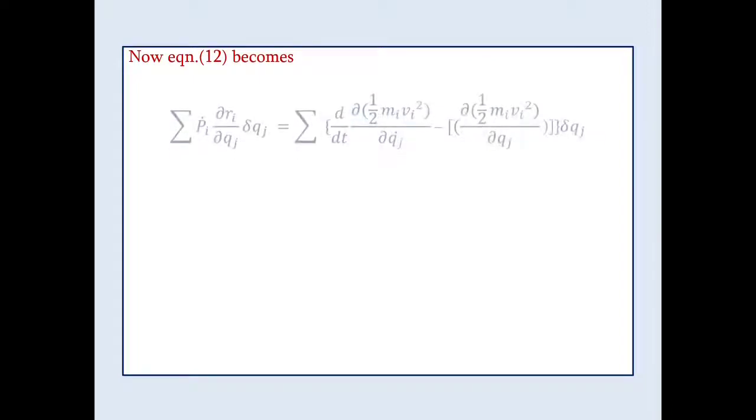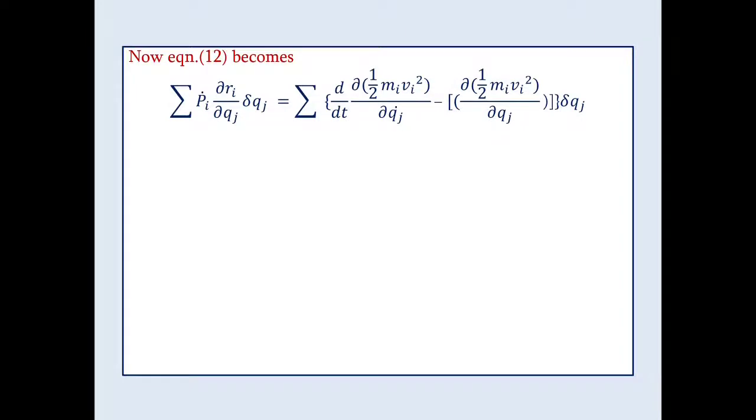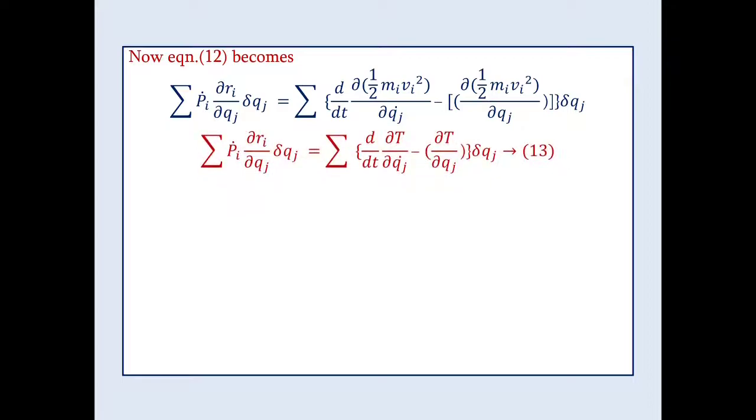So now substituting this half mi vi square in equation 12, we get d/dt of ∂/∂Qj dot of half mi vi square minus ∂/∂Qj of half mi vi square, everything into δQj. In place of this half mi vi square, we can write T, that is the total kinetic energy of the system. We get summation pi dot ∂Ri/∂Qj into δQj equal to summation d/dt ∂T/∂Qj dot minus ∂T/∂Qj, entire thing multiplied by δQj.